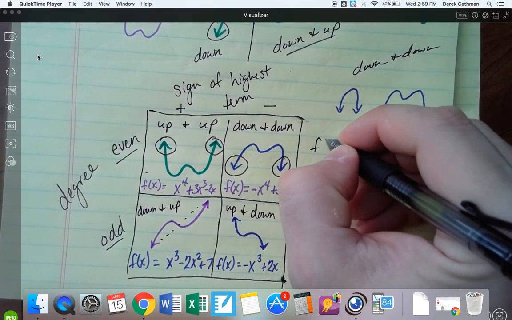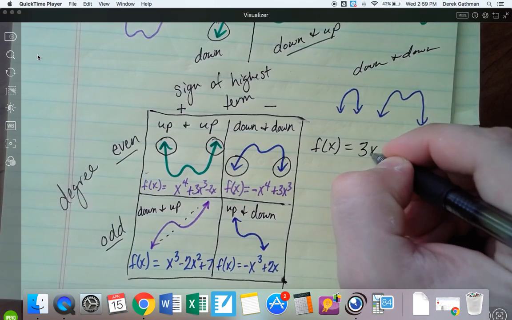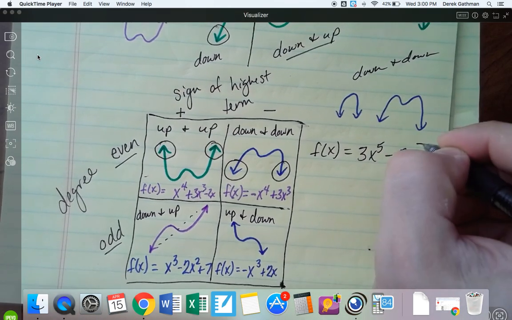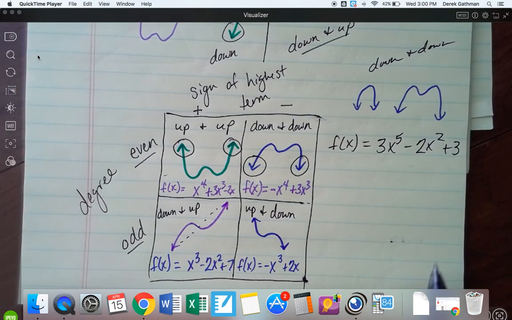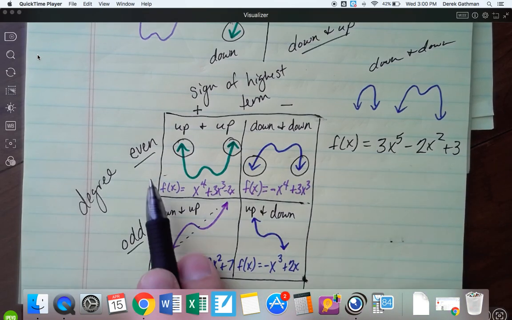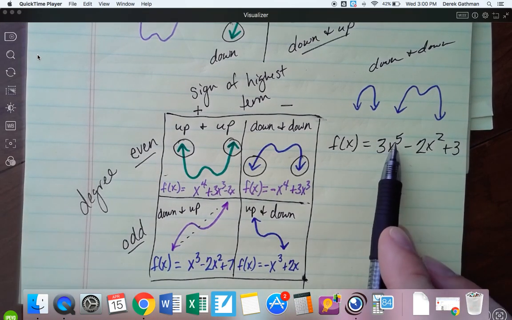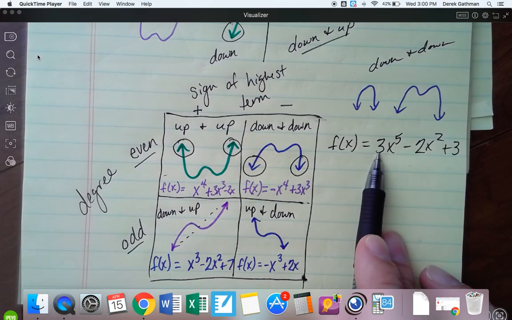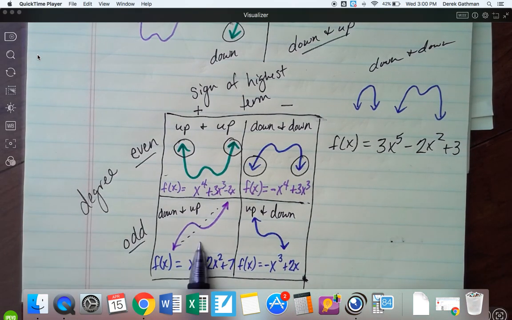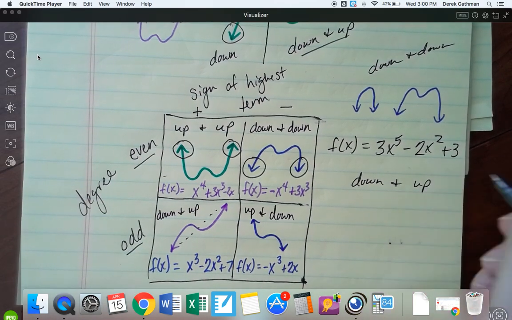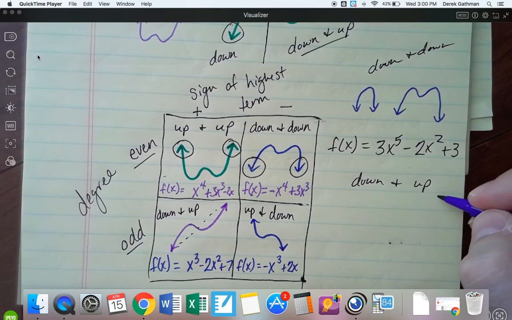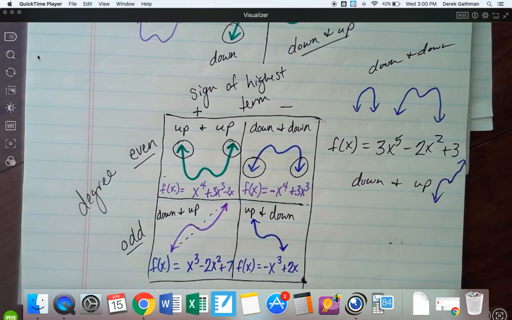So for example, if I have f of x equals 3x to the fifth minus 2x squared plus 3. If I look at that function, I can tell you what the end behavior is going to be. So I'm going to look at my degree. It is 5. That is odd. Okay. My value out in front of that highest term is positive. That means I've got positive and odd. I know that my end behavior is going to be down and up. It is going to look something like this. I don't know how many little humps there's going to be in there. We're not going to worry about that. Just the end behavior is going to look something like that.